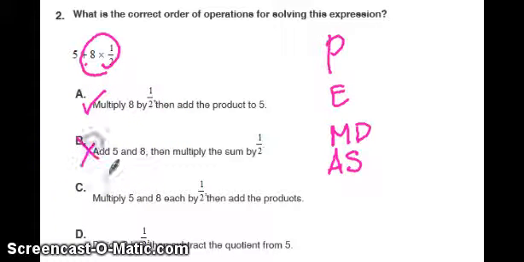Add 5 and 8 is not what we do first. Multiply 5 times 8, it's not between the 5 and the 8, so that's crazy. Divide, there's not even a divide in the problem. So the correct answer there was multiply 8 by 1/2, and then add that to 5.